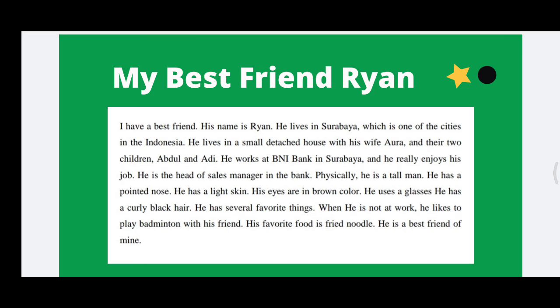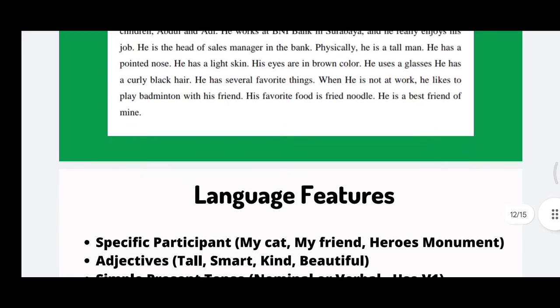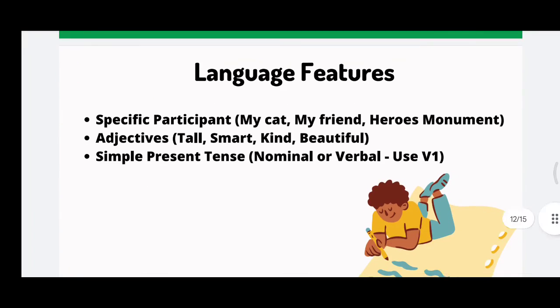And then we go deeper, such as he works at BNI, enjoys his job, the position, and then we go to the physical features. So he is tall, has a pointed nose, has light skin, the eye color, the glasses, the hair, and several favorite things, such as badminton, and even favorite food, and lastly it is closed that he is actually the friend of the writer. So after that, we're going to the language features, Bapak Ibu.